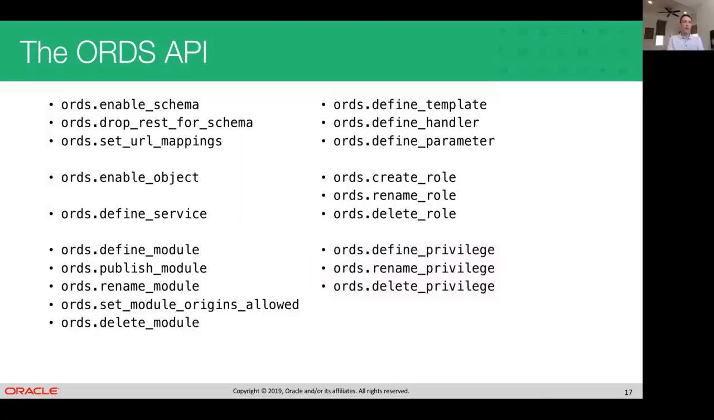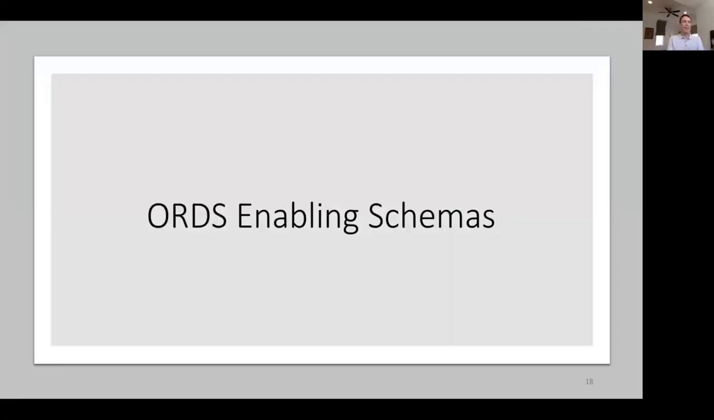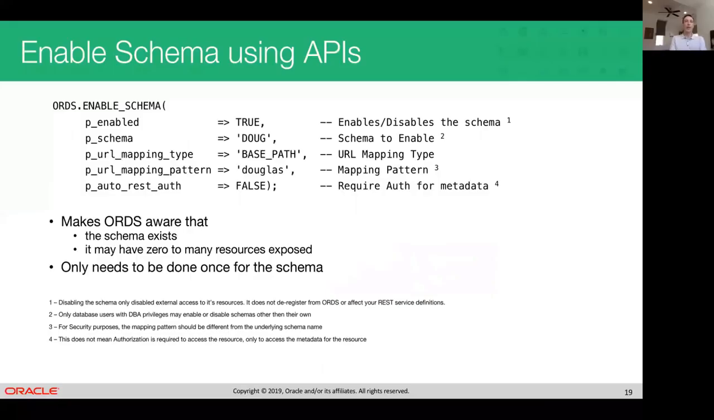So the first thing that we need to do is enable a schema for ORDS before we can do anything else. So let's look at the API to do that. Basically, we say ords.enable_schema. We give it whether it's enabled or not, you give it a true or false. You give it a schema name, you give it a mapping type, and base path is what you use 99% of the time. The URL mapping pattern, this is the alias, this is what's going to appear in the URL. And then whether or not you set auto REST auth on.